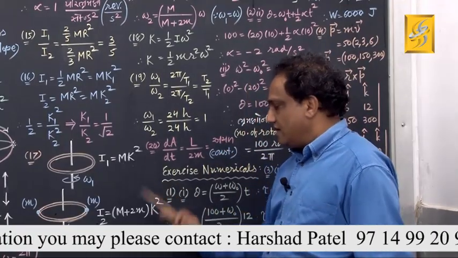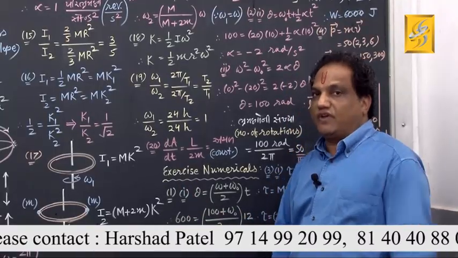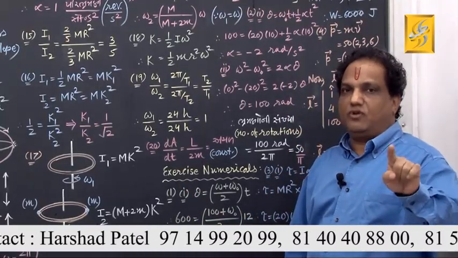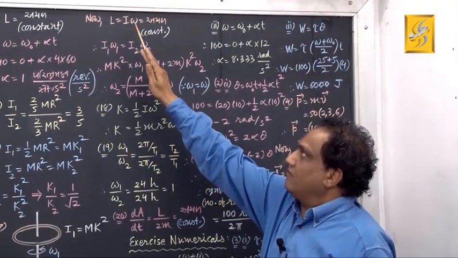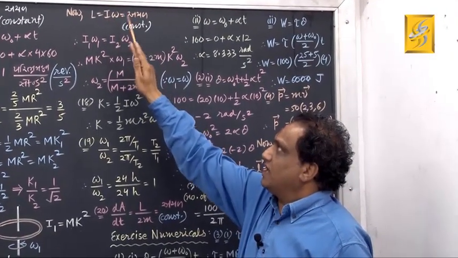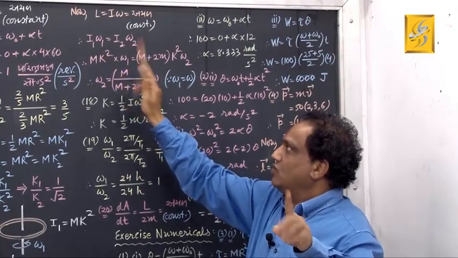Here also k square, here also k square. And now you know the law of conservation of angular momentum: L equals I omega equals constant. From this result, I into omega is constant. You can write mathematically I1 omega 1 equals I2 omega 2.